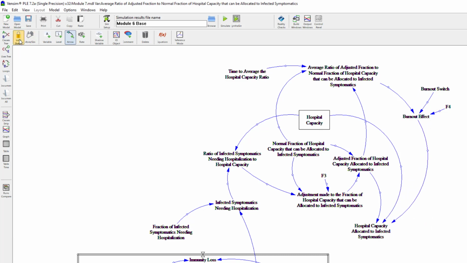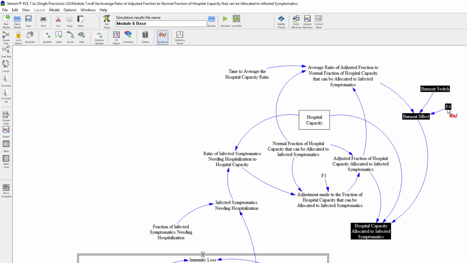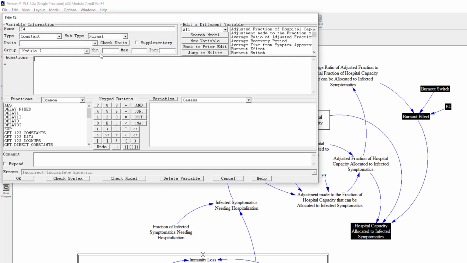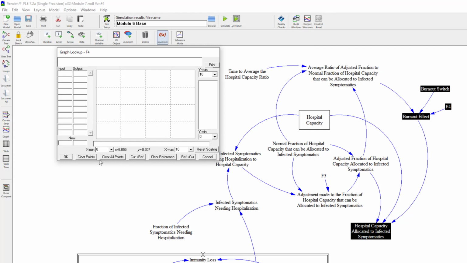Now let's define the burnout effect. Let's define F4 first. We click that, and then we're going to turn this into lookup. Click as graph. Let's first adjust the X and Y axes. X maximum, I'm going to change it to 4. And then Y maximum, I'm going to change it to 1.